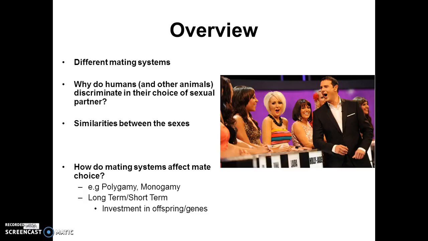Looking first at the similarities between sexes, the kinds of things that males like in males, males like in females, and females like in males, but focusing on what is similar, and then looking at the differences between these preferences. And then finally we're looking at the things which might affect different aspects of mate choice, such as the kind of mating system you have, whether you're polygamous or monogamous, whether you're in it for the short term or the long term.